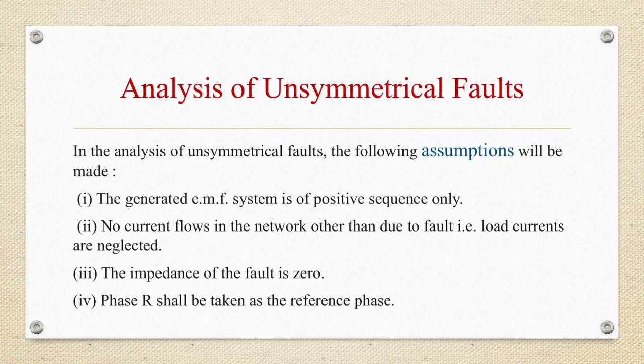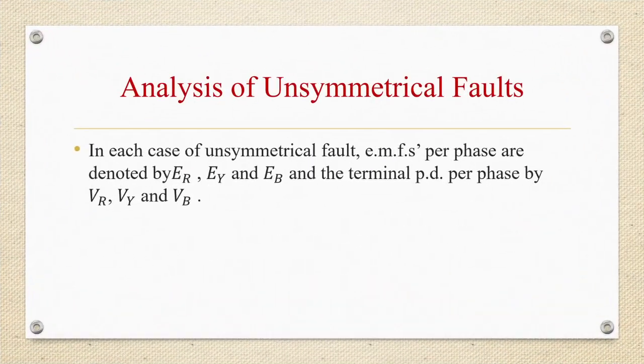Second point, no current should flow in the network other than due to the fault. So what we are doing in the second point is assuming that only fault current is flowing through the load and no other current is flowing in the circuit. Third is that impedance of the fault is 0. So we are assuming the impedance of the fault is 0. Fourth point is that phase R shall be taken as the reference phase. So these are the four assumptions we make in the analysis of unsymmetrical faults.